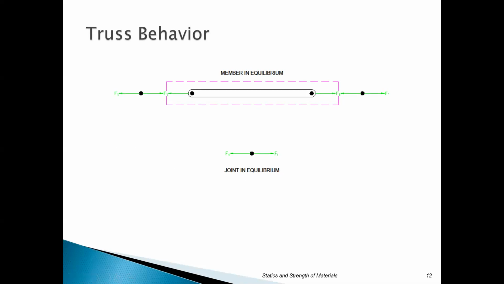But we're only looking at one member, so you've got to understand, you could have another member coming into that joint. You could have three members coming into that joint. So we're only looking at one member. And in this case, can anybody tell me, is that member in compression or tension? Can you look at that member and tell me whether that member is in compression or tension? Anybody?